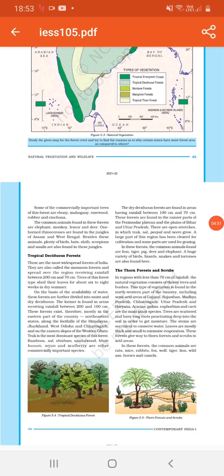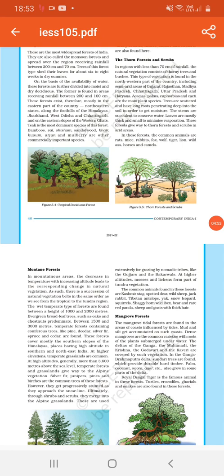Next is mountain forest. In mountainous areas, the decrease in temperature with increasing altitude leads to corresponding changes in natural vegetation. As such, there is a succession of natural vegetation belts in the same order as we see from the tropical to the tundra region.